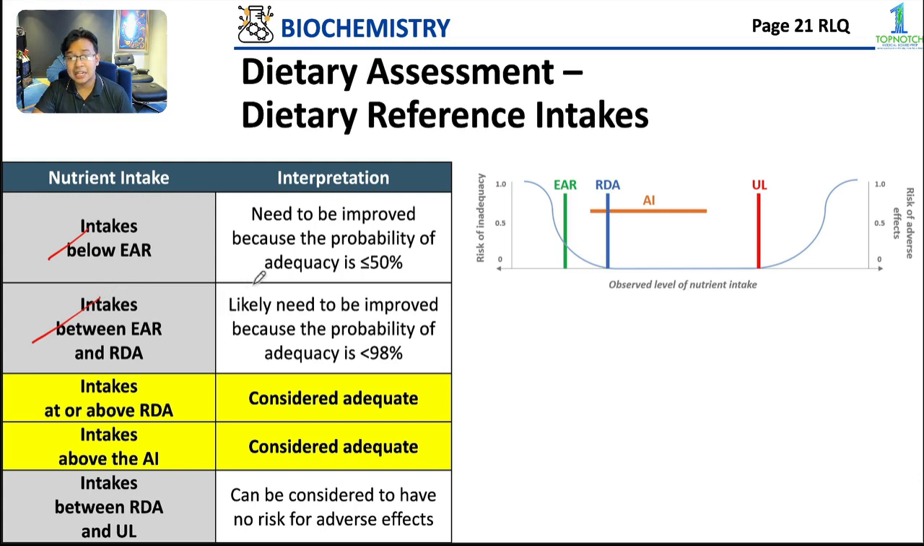Kailangan kasi dapat nasa more than ka ng RDA intake mo of a specific nutrient in a day para ma-sure tayo na masusustain ang normal functioning ng around 97 to 98% of our healthy normal population. Confident ka na hindi ka magkakaroon ng undernutrition. So, if the value of the intake for a specific nutrient is at or above RDA, it is now considered adequate.